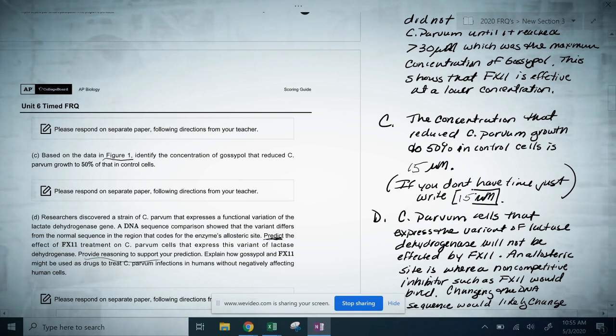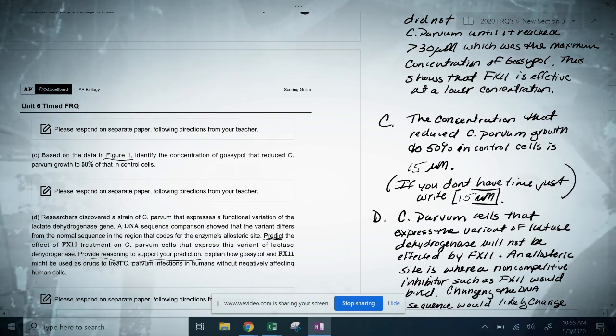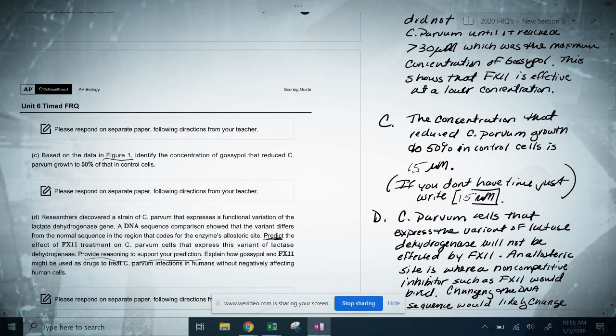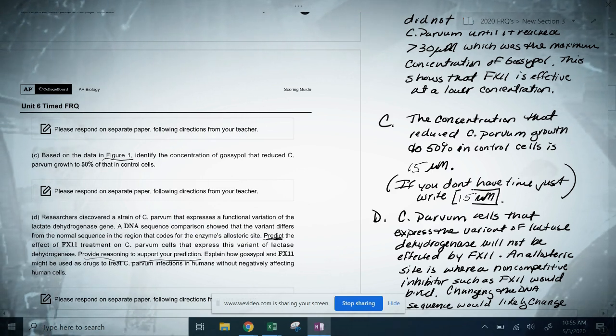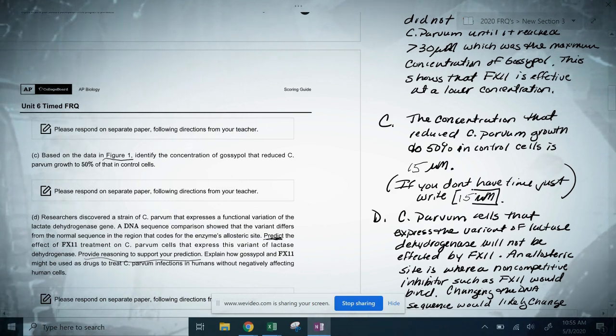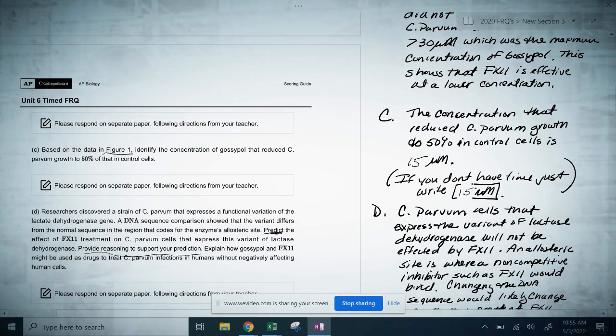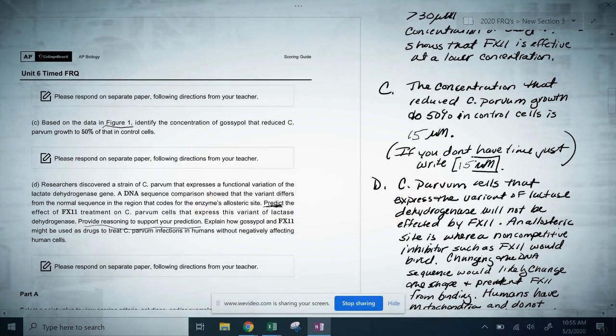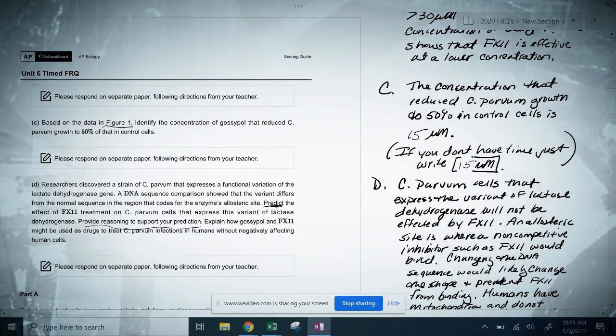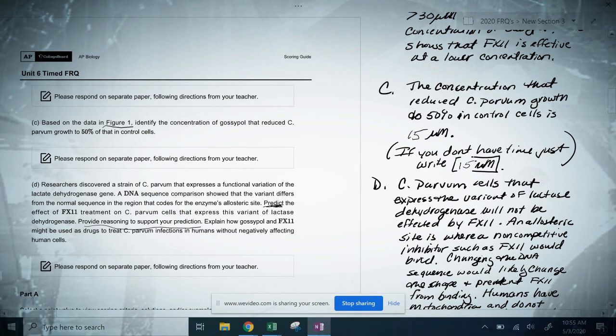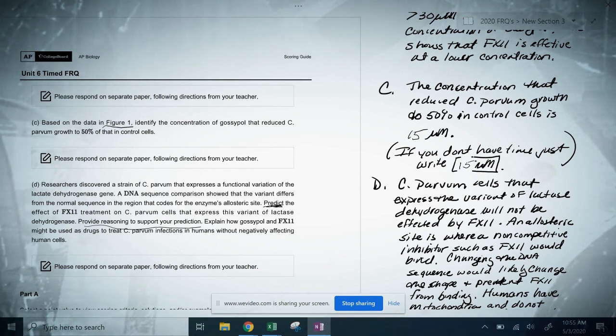Provide reasoning is what I need to do next. I put an allosteric site is where a non-competitive inhibitor binds, such as FX11. Changing the DNA sequence would likely change the shape and prevent FX11 from binding. All right. There's my explanation, or my reasoning, excuse me.